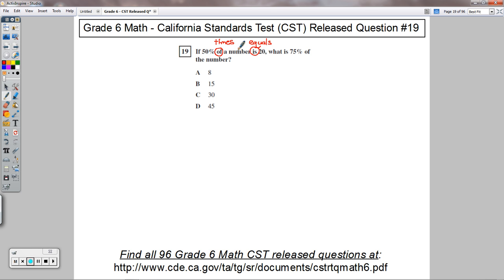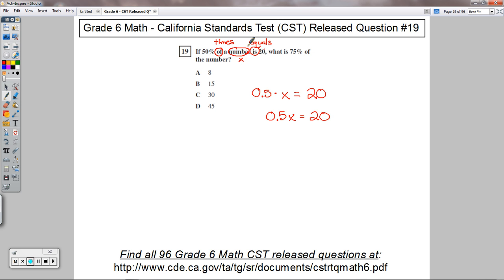So 50% of a number, let's call that number x. We have 50%, that's 0.5 or 0.50. So 50%, 0.5, times a number, times x, equals, is 20. So I'm saying this is true. So I have 0.5x, I can just write the x next to that number, equals 20.